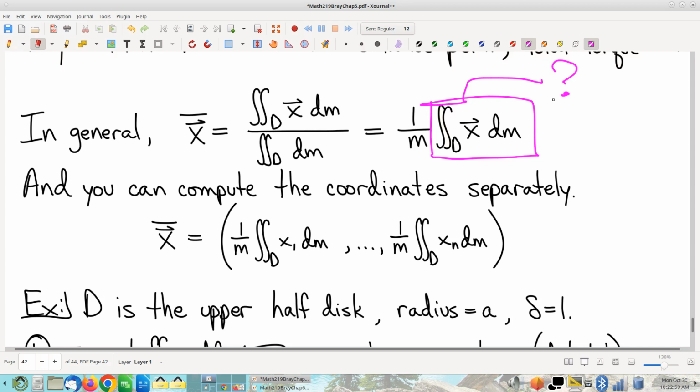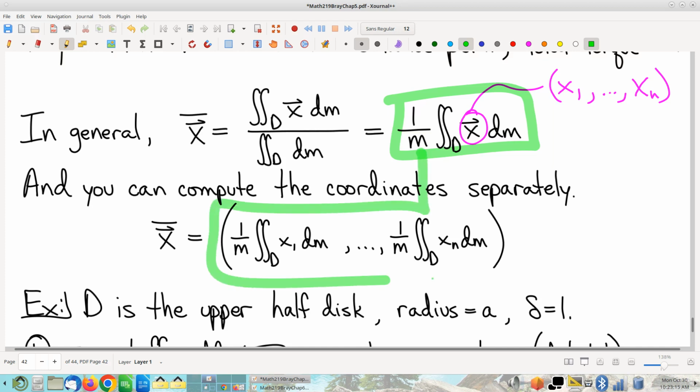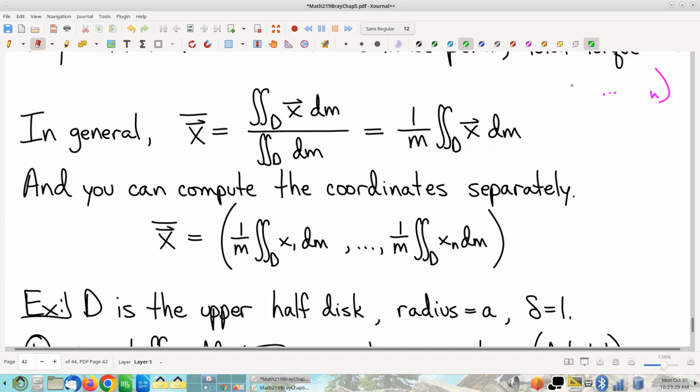And a reminder that we have a formula for the coordinates of position. Those coordinates are x1 through xn. So when you take this expression here, if you expand it by coordinates and recognize the integrals on one coordinate at a time, it's just this. You can see those individual coordinates x1 through xn as these coordinate integrals there. Okay. So in practice, we do this one coordinate at a time.